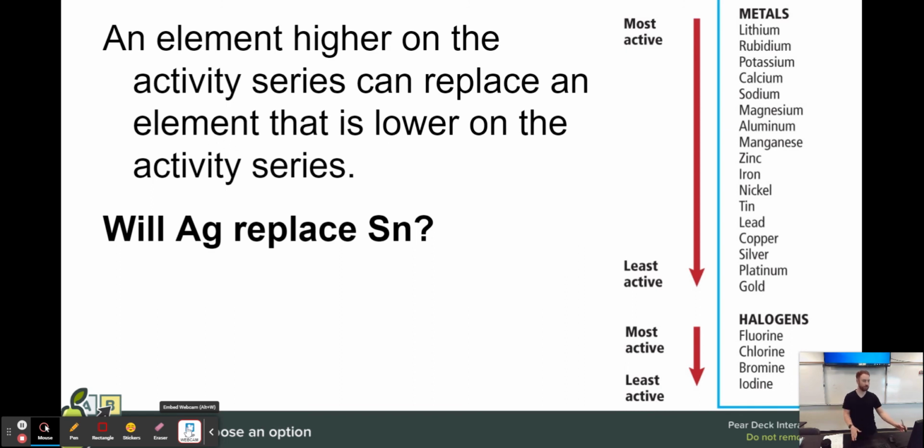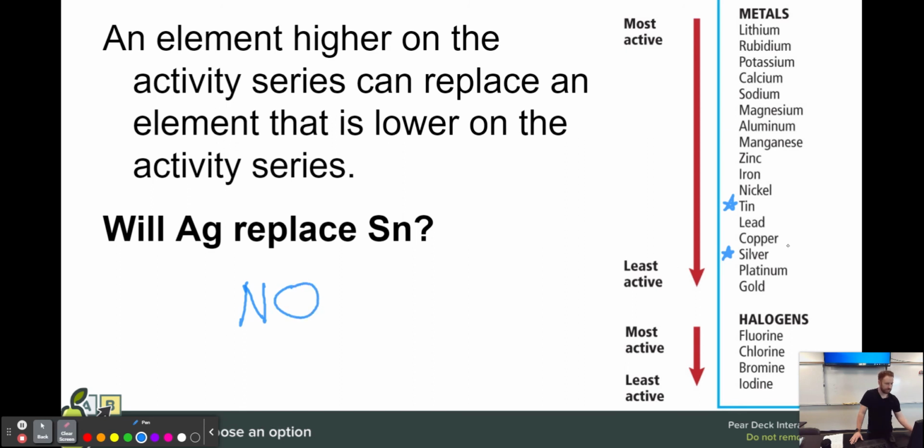Okay, silver is Ag, and it's over here. On the activity series, tin is Sn. So would silver replace tin? No, it would not, because it is less reactive than tin. Now, if the question was, would tin replace silver, the answer would be yes, but not the other way around.